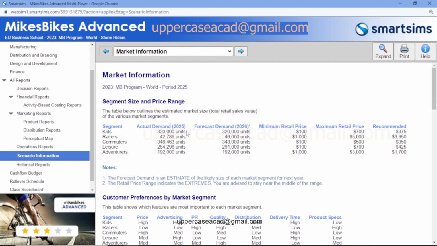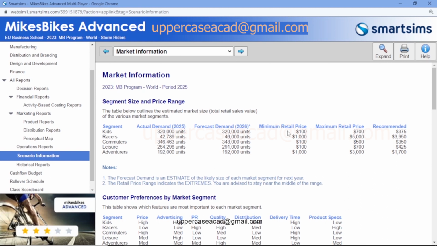Now with the scenario information, this will help you know how you want to invest in your company, because here we have the market information, and in this market information we can see the segment size and price range. Also we have the actual demand and the forecast demand. The actual demand is the number of units that were sold in the previous year.